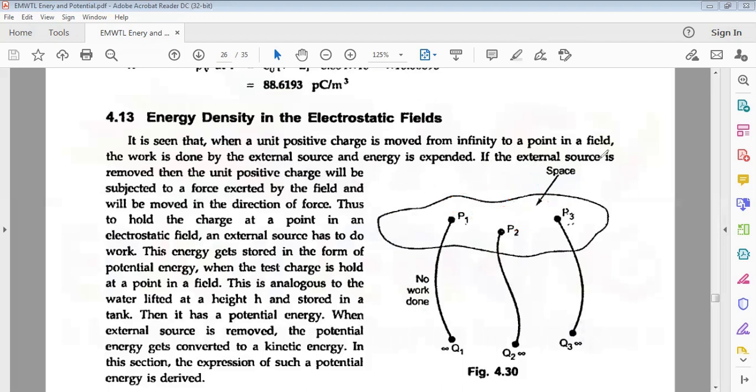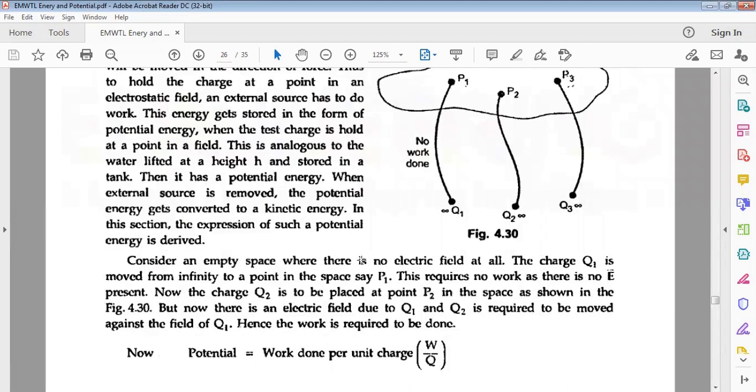If the external source is removed, then the unit positive charge will be subjected to a force exerted by the field and will move in the direction of the force. Consider an empty space where there is no electric field at all. The charge Q1 is moved from infinity to a point P1 in the space. This requires no work as there is no E field present, meaning there is no other charge, only Q1.